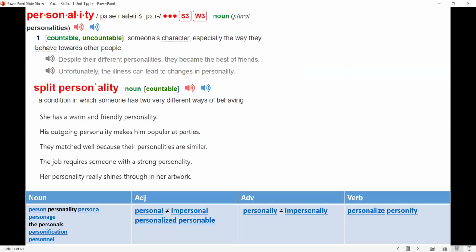Personality. Personality is someone's character, especially the way they behave towards other people. Example, she has a warm and friendly personality. They matched well because their personalities are similar.